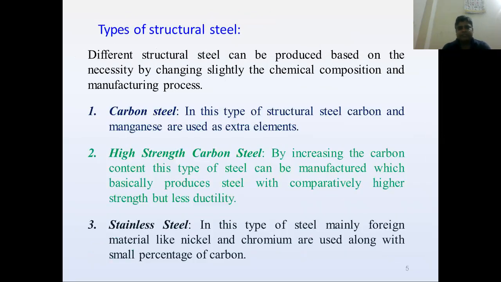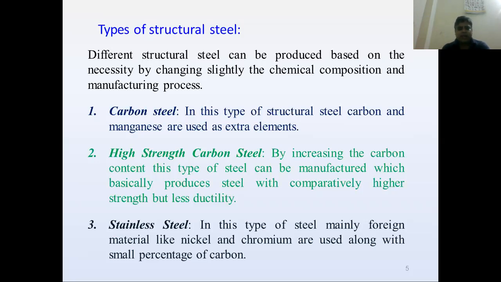Now, types of steel structure. Different structural steels can be produced based on the necessity by changing slightly the chemical composition and manufacturing process. First one is the carbon steel. In this type of structural steel, carbon and manganese are used as extra elements.